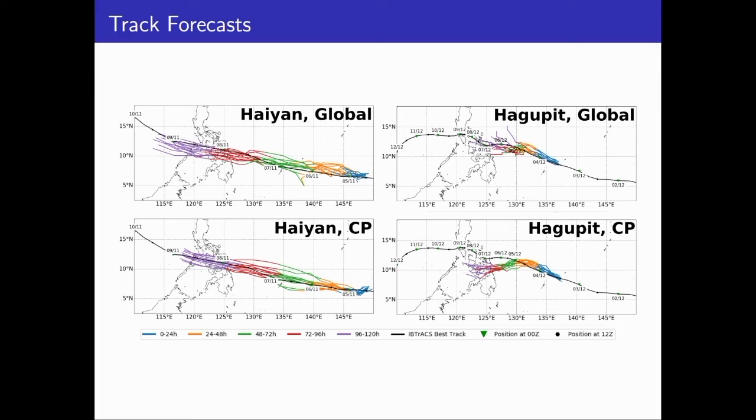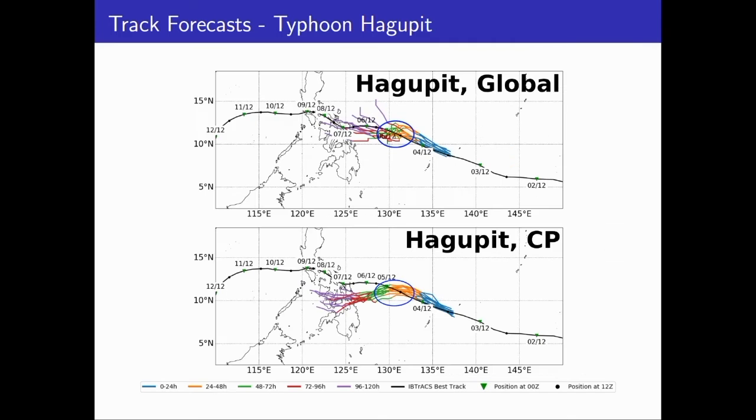For Hagupit, well, something interesting is going on in the convection permitting model and the global model. So this region where the tracks begin to diverge also corresponds to, in the convection permitting, where there's a systematic turn to the south from all the track forecasts away from this best track line. So clearly, at this point in space and time, something interesting is happening with the storm that's causing the spread in the tracks. That's what we want to investigate.